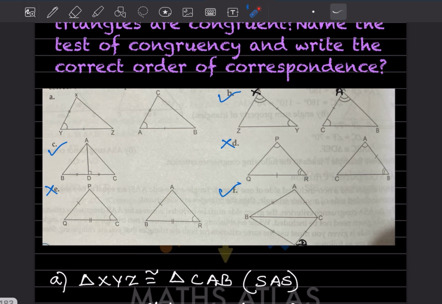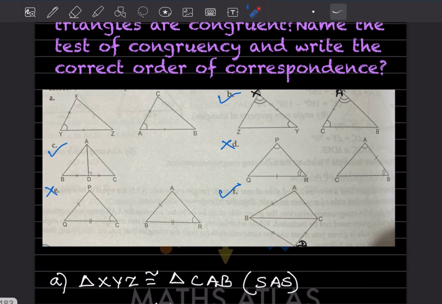Now here, A, B, C, and F. They are congruent. I'll show you how. Now see here, this is the side and this one. We can see two lines here, so this side is common, that is congruent. Now this angle is the same, and this side is the same. So these two triangles are congruent.